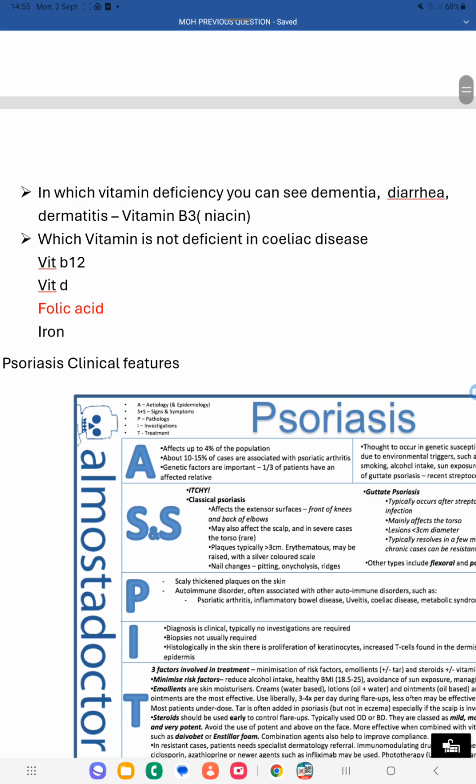Next they have asked a question: in which vitamin deficiency can you see dementia, diarrhea, dermatitis? Okay, so that is usually seen in vitamin B3 deficiency. Vitamin B3 is also known as niacin.